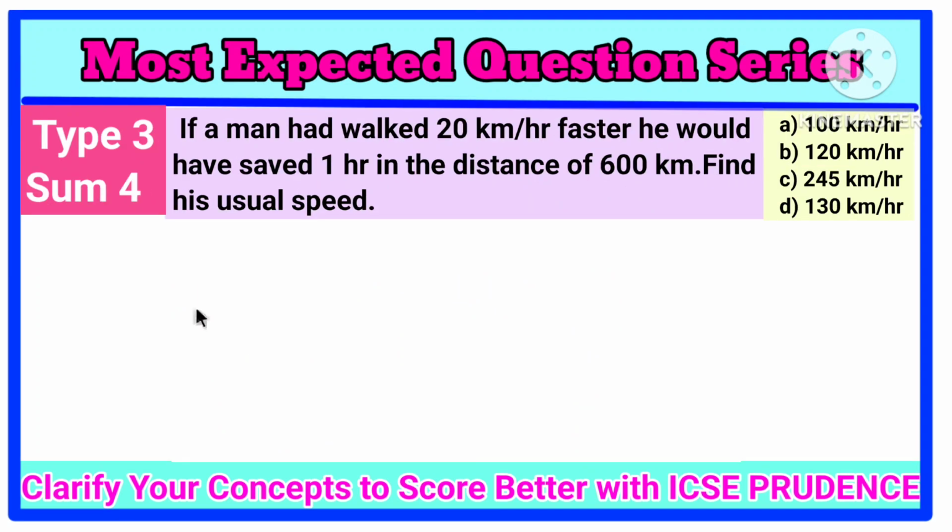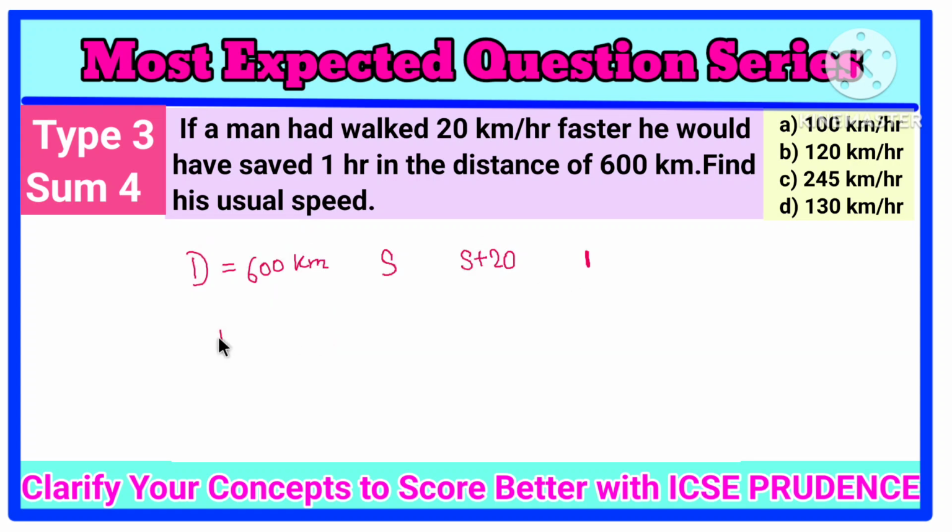So let us see the next question. If a man had walked 20 km per hour faster, then he would have saved 1 hour in the distance of 600 km. So here the distance is given to be 600 km, already mentioned. And the original speed is not given, that you are asked to find out. Let it be s. And it is said if the speed is increased by 20 km per hour, that means the new speed according to this case will be s plus 20. And the time difference is given to be 1 hour, as it is said that he will save 1 hour.